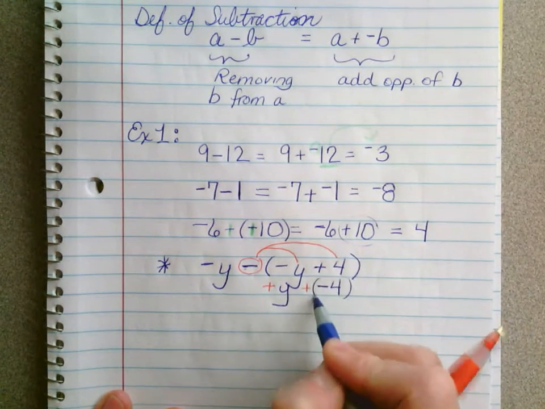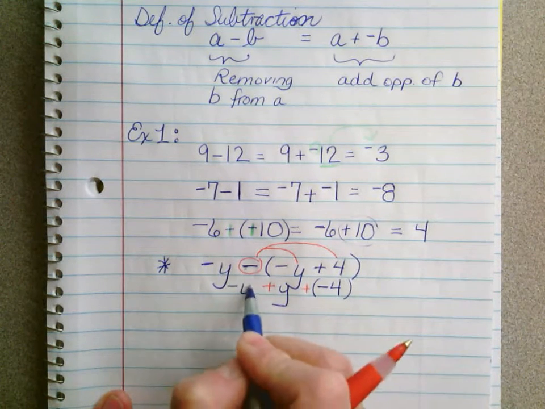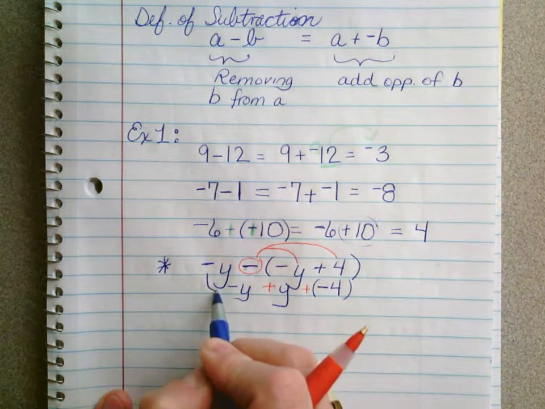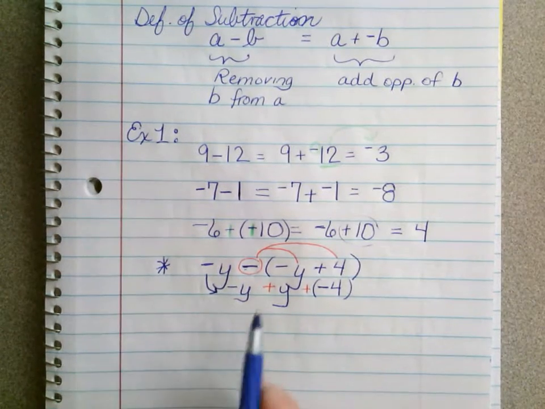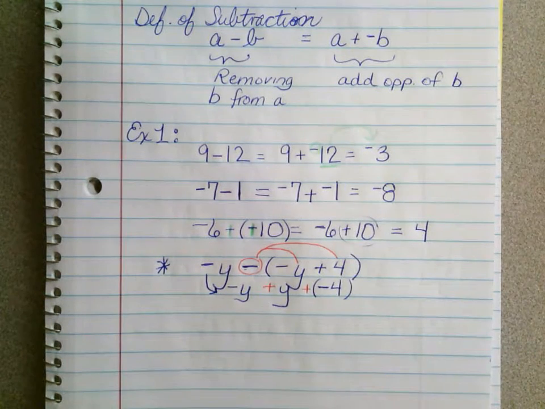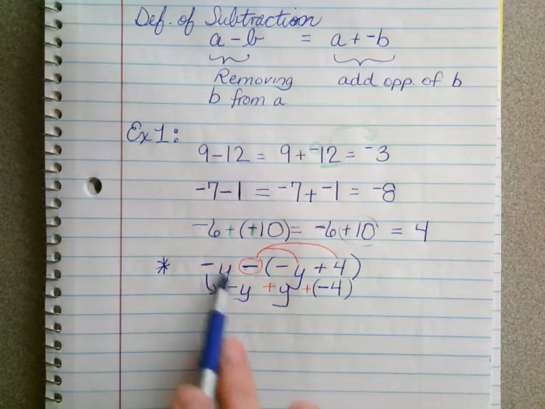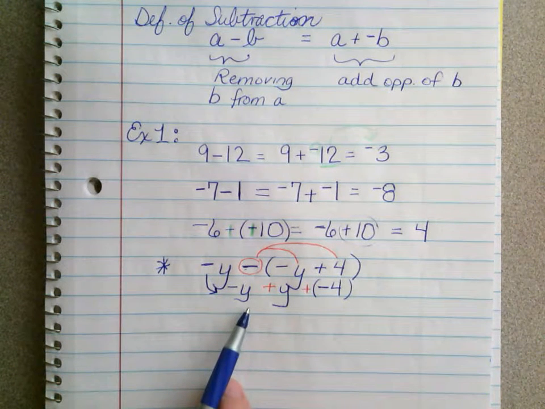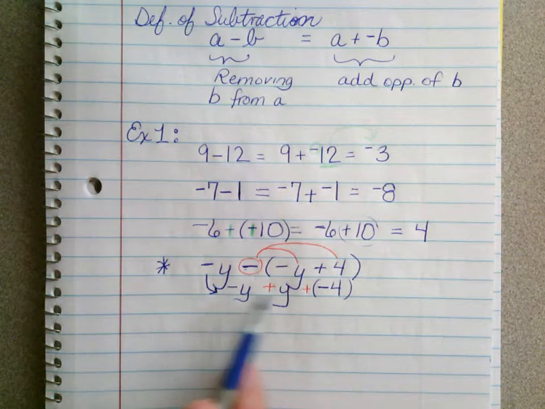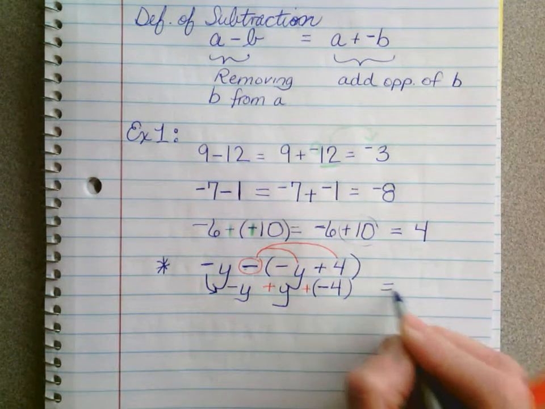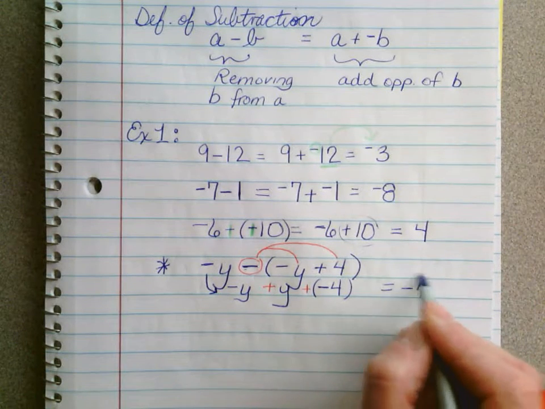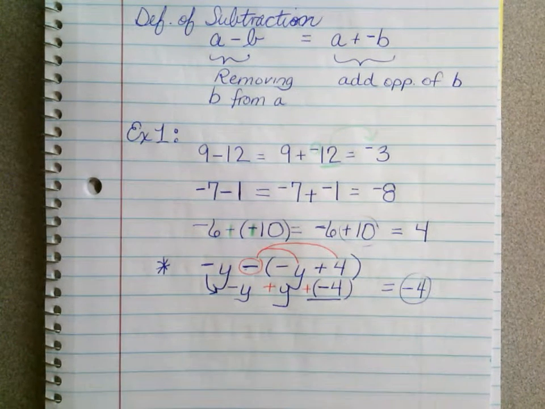And it's really however you like to do these. Some people just can see it, but for me, I actually have to perform these steps. Okay, and then I brought down this negative y. So the two y's cancel each other out, don't they? All that you're left with is a negative 4. That's the only thing that's left, a negative 4.